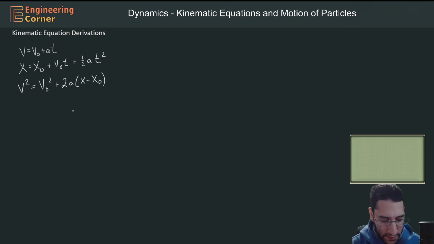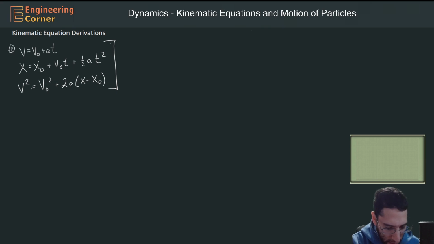So the first thing I want to do is go through and derive these equations and show you where they come from and the limitations we have on these equations. So it's really important that we know when we can use these equations and we know when we are not allowed to use these equations. So first of all, where do these equations come from?